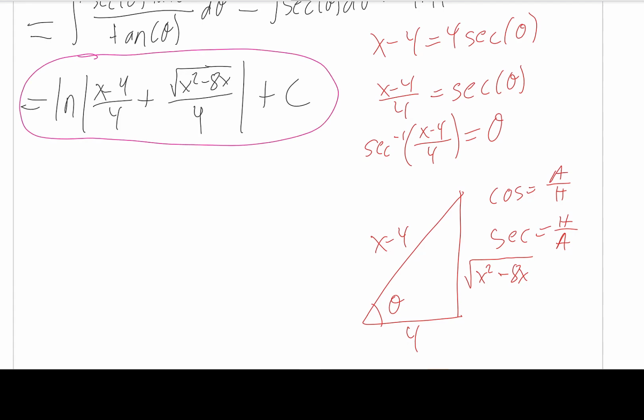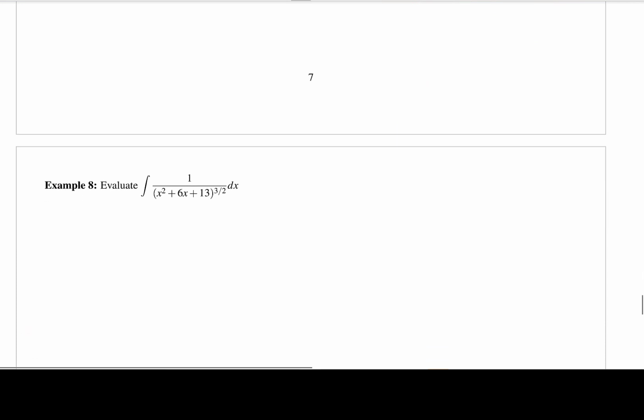So that's one of the ways that we can complete the square in our trig sub integrals. The other way is going to be seen on example 8 here. And what I'm going to do is try to change this into something that looks like x plus b squared plus c.